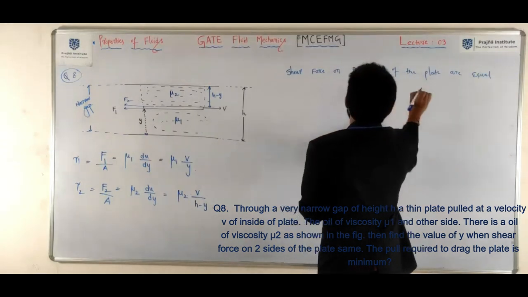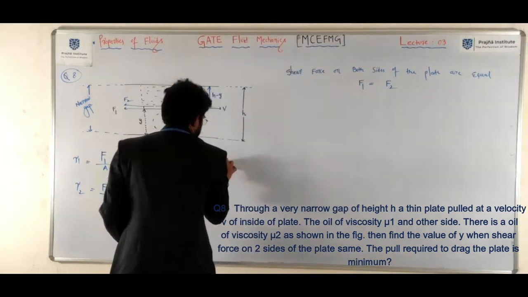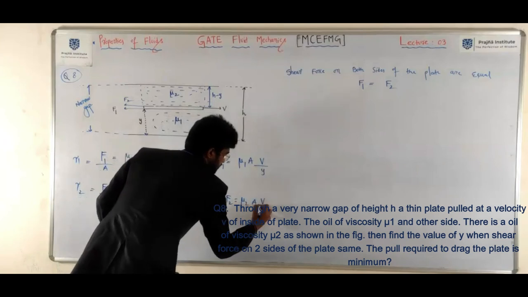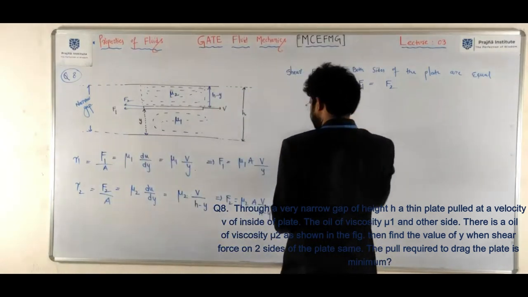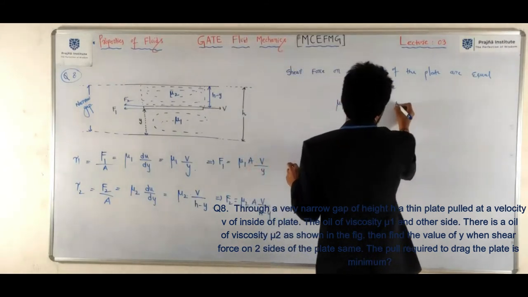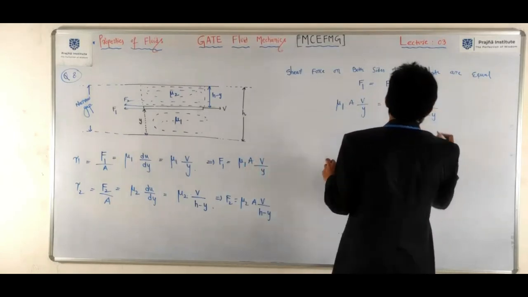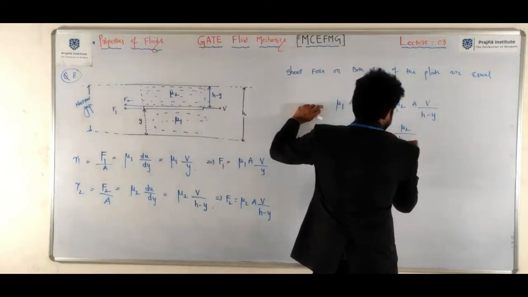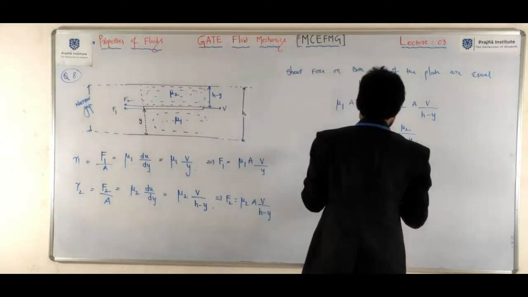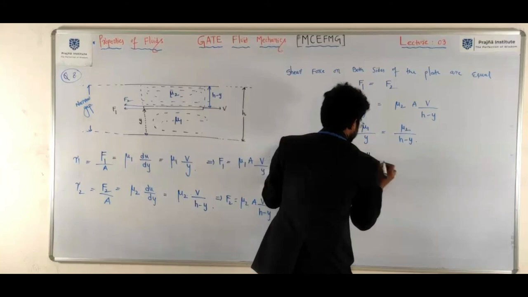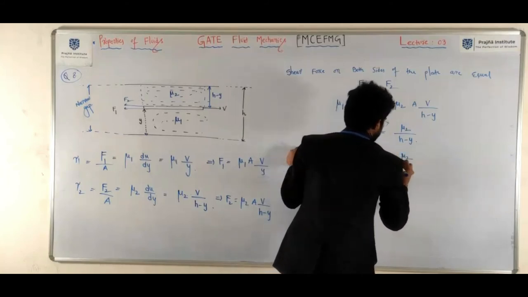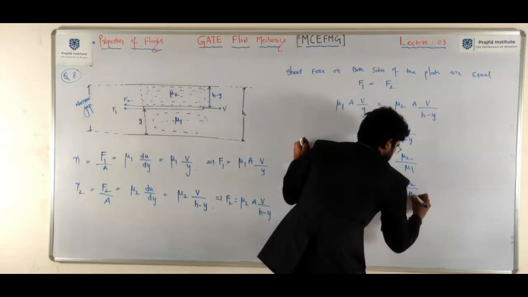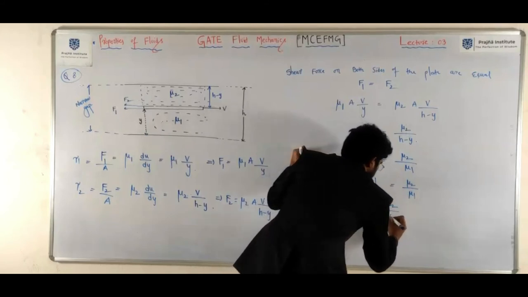F1 is equal to F2. F1 is equal to mu1 into A into V by y, and F2 is equal to mu2 into A into V by h minus y. Now mu1 by y is equal to mu2 by h minus y. Now it's up to you: h minus y by y is equal to mu2 by mu1, so h by y minus 1 is equal to mu2 by mu1, and h by y is equal to mu2 by mu1 plus 1.